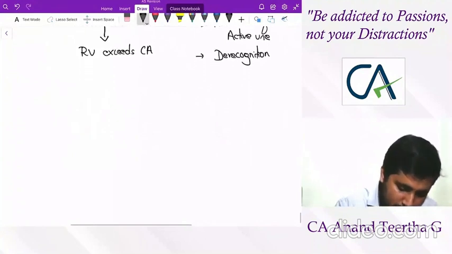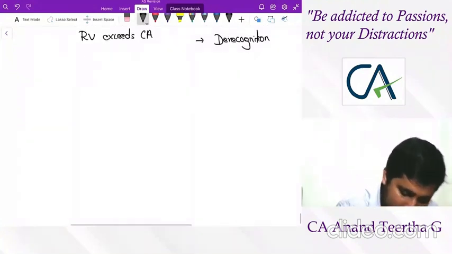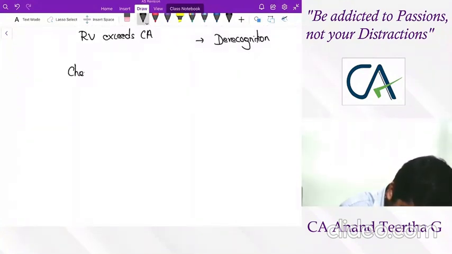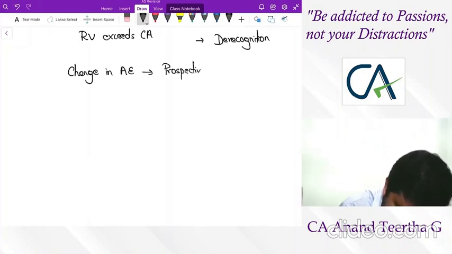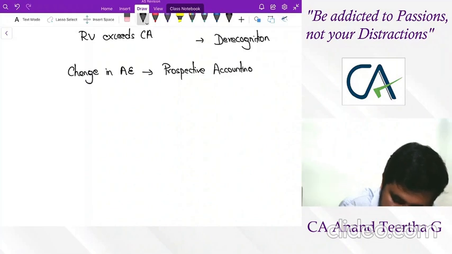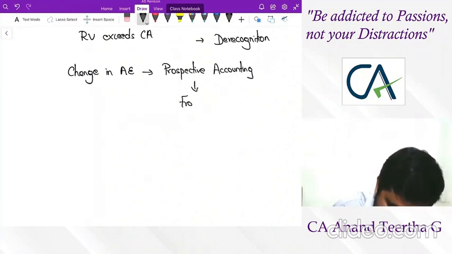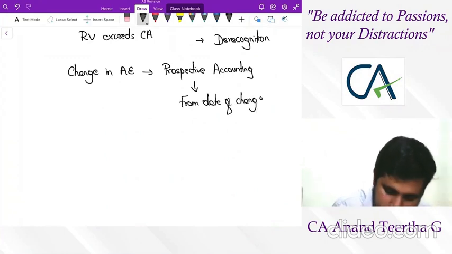But one thing I have to add over here: whenever there is a change in accounting estimate, always give prospective accounting. What do you mean by prospective accounting? From the date of change, apply it. You need not apply it with a backdated effect. Apply it from the date of change itself.